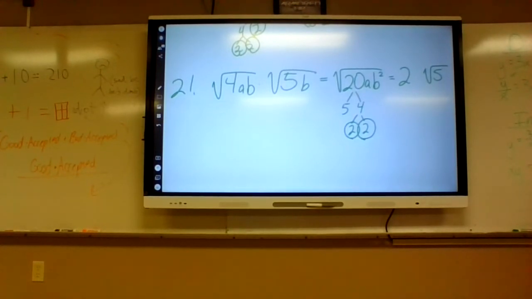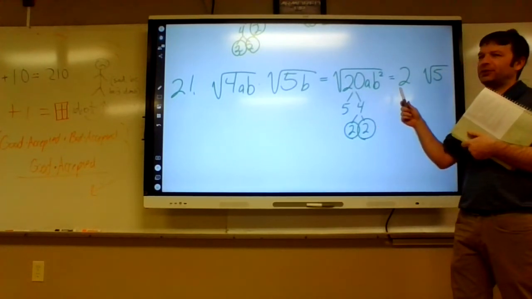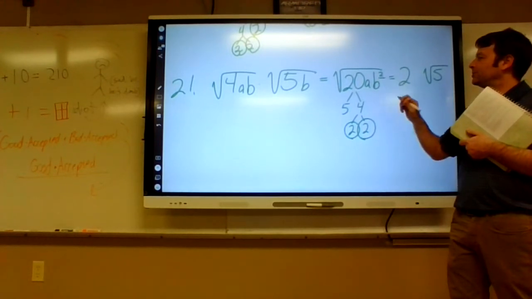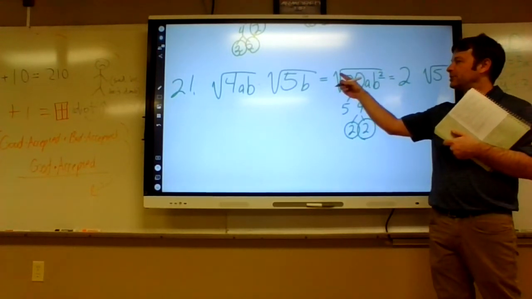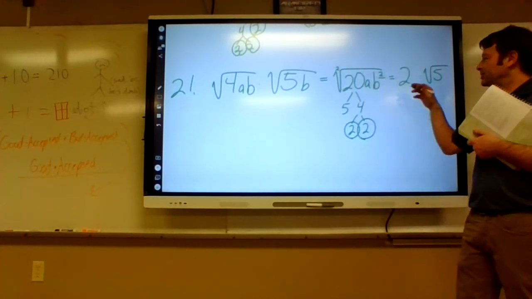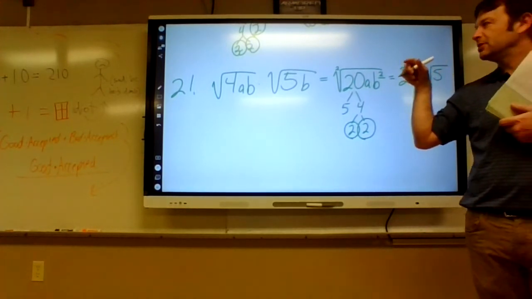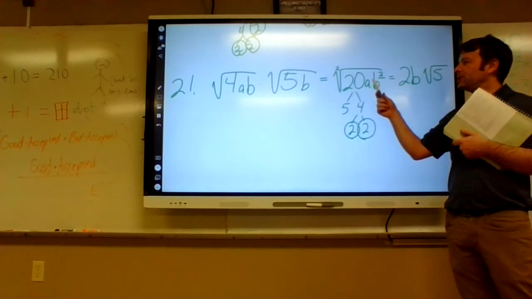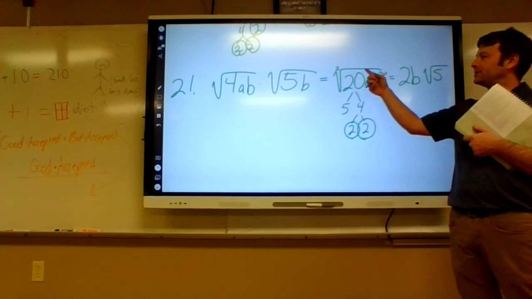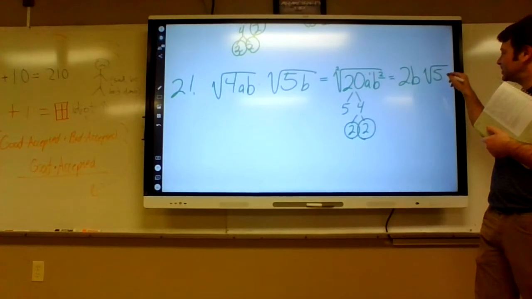Here's what you probably forgot from Thursday. Remember what we did for the b? We do 2 divided by the invisible 2. 2 divided by 2 is what? 1. So that means 1b comes out and none are left behind because there's no remaining. And for the a, what did we do? It gets left behind. There's not enough A's to divide by 2. 1 divided by 2 is 0 remainder 1. So the A just stays in there.